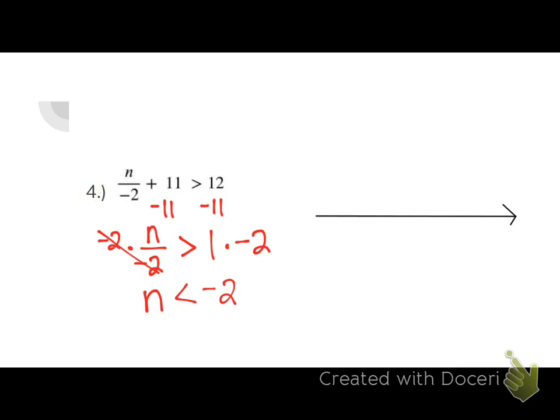Then we would be ready to graph on our number line. Are we open or closed at negative 2? Open at negative 2, shaded to the left. Good. We have to go by the last symbol. The last symbol was a less than, so we go left.